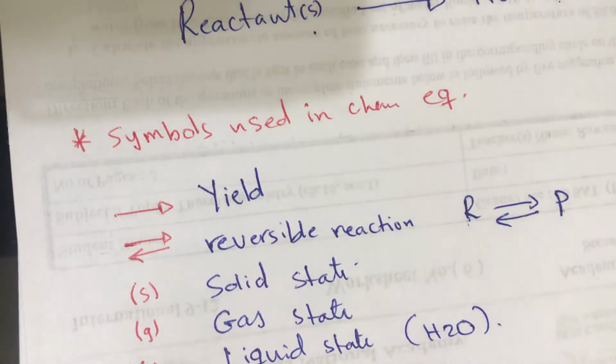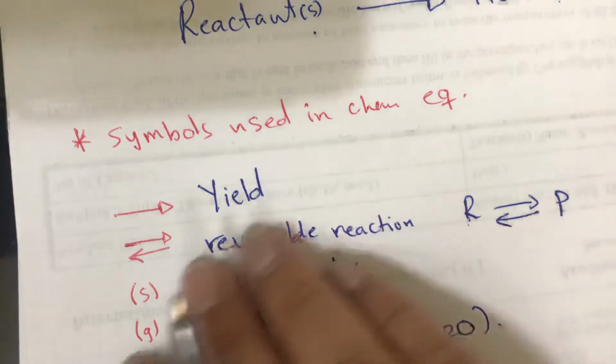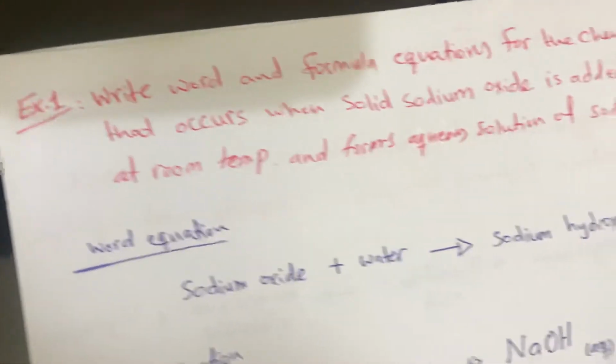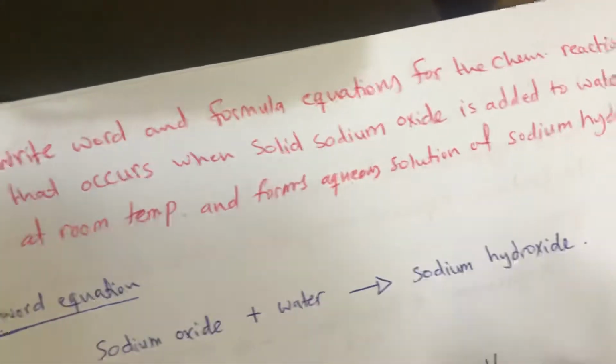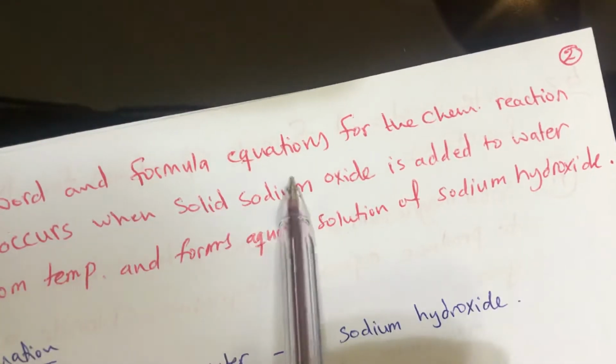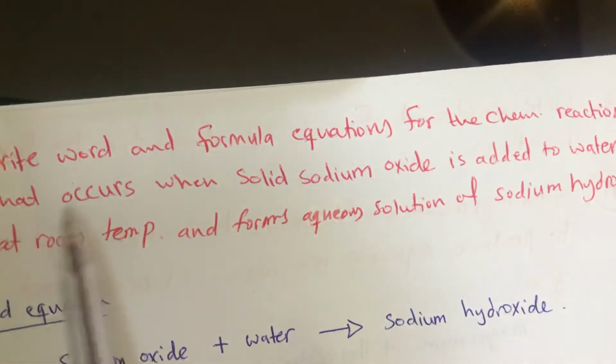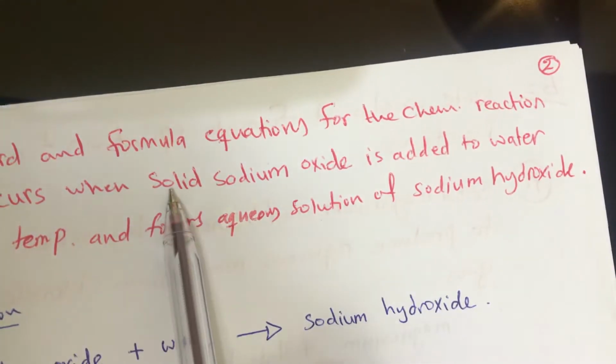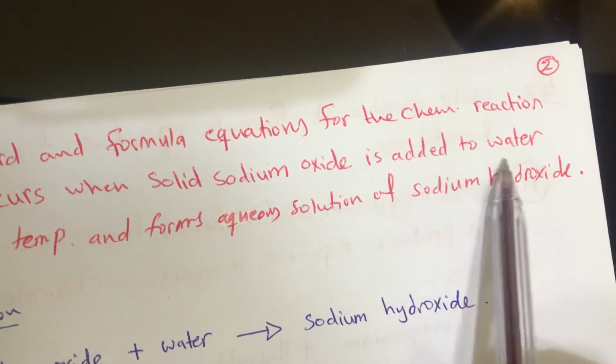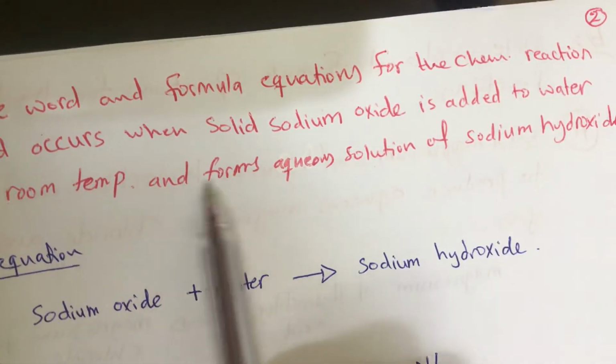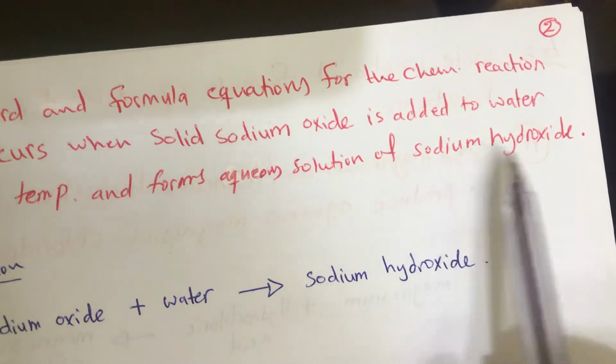Now, examples about word and formula equation. Now here the question. Write word and formula equation for the chemical reactions that occur when solid sodium oxide is added to water at room temperature and forms aqueous solution of sodium hydroxide. So you have to write word equation.